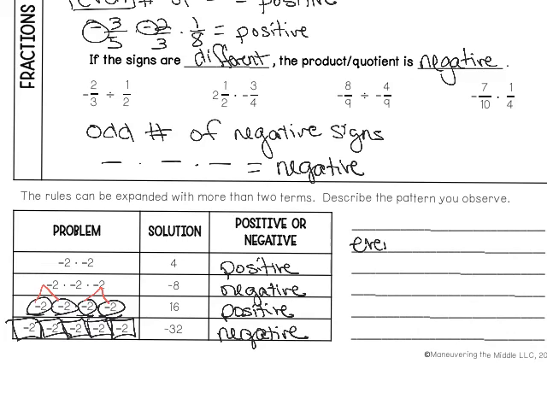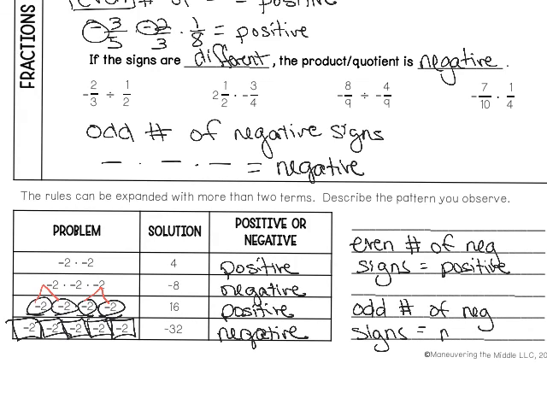So even number of negative signs equals positive result. Odd number of negative signs equals negative result. Okay? So go ahead and move to the next assignment and work on these with these rules.